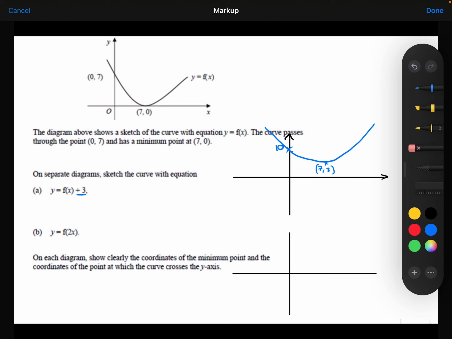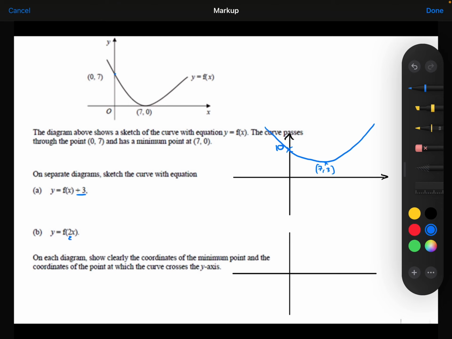Part B, we want to draw the graph of y equals f of 2x. The 2 is on the inside there. So that 2 affects the x coordinates, and we do the opposite to the x coordinates. So instead of multiplying them by 2, like you might expect with 2 times x, we're going to divide the x coordinates by 2.